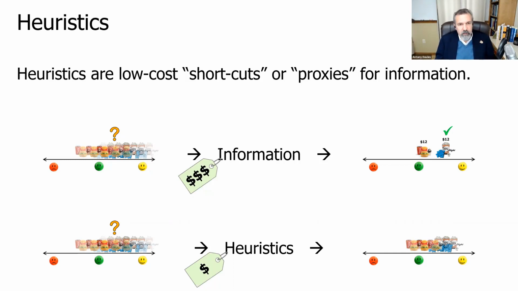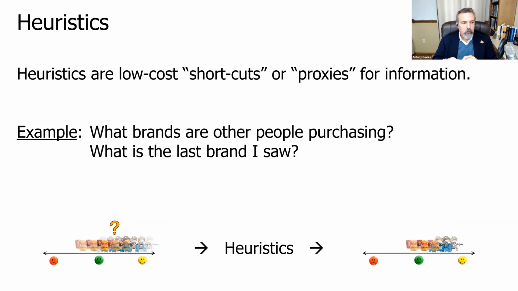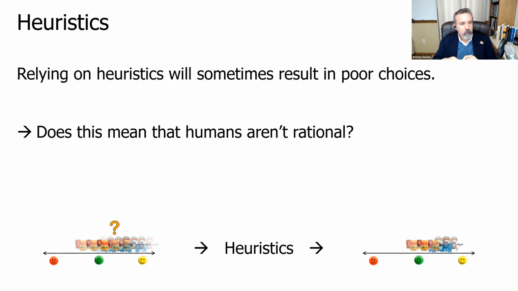I can simply do things like say, well, what are my friends doing? Or which party does this guy belong to? Or what's the last brand of dental floss I bought? The heuristics are easier to implement. So relying on heuristics will, not all the time, but from time to time, cause you to make poor choices. You'll end up making the wrong decision.